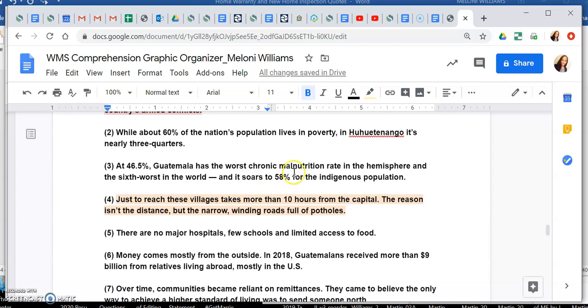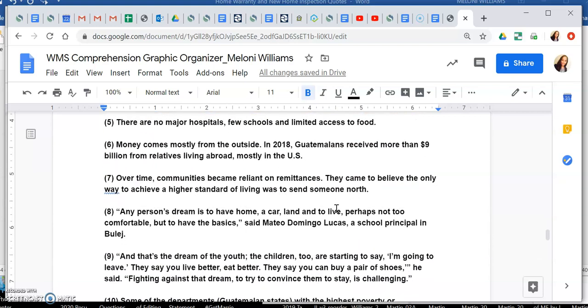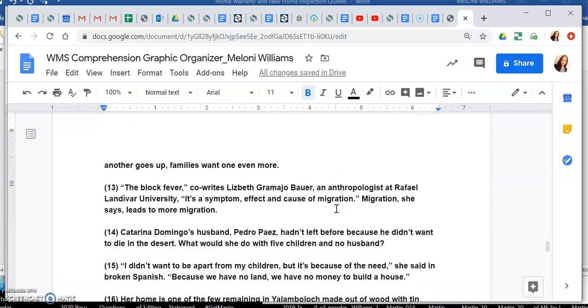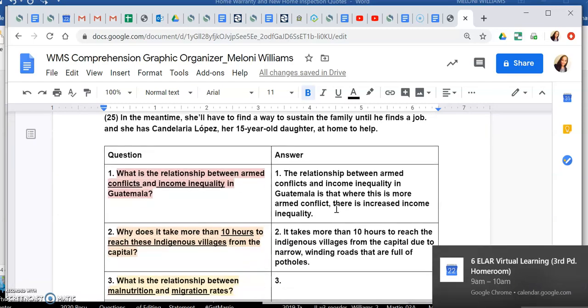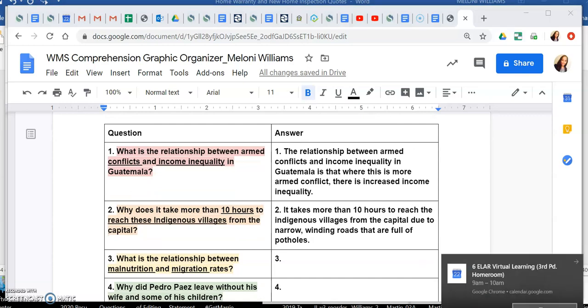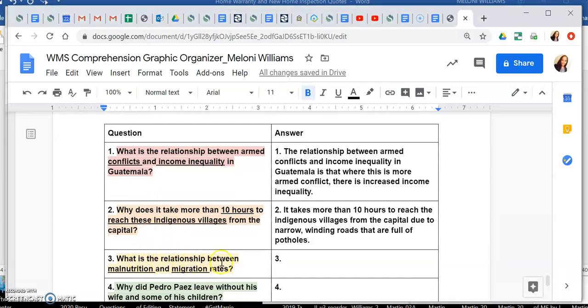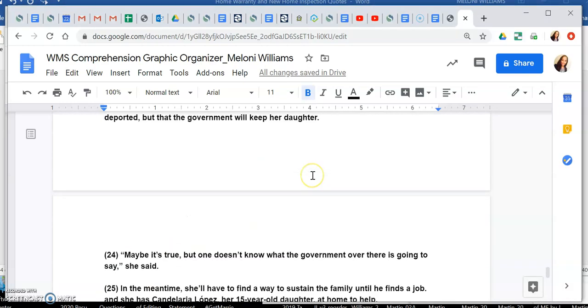Oh, this one's a little bit different. I see the word malnutrition here. So it says at 46.5%, Guatemala has the worst chronic malnutrition rate in the hemisphere and the 6th worst in the world. And it soars to 58% for the indigenous population. So let's see what the question asks again. So we know they have a really high rate. I think it's asking about the relationship between malnutrition and migration.